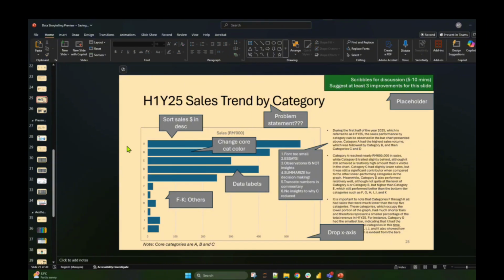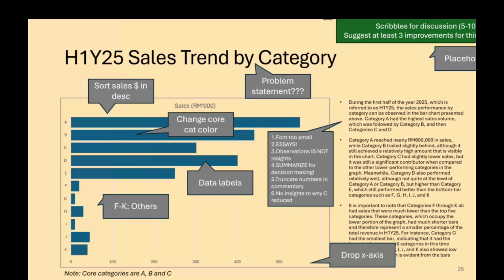What else? Okay, now it's 35. Let me just put this back on full screen mode. So we can quickly see what are our hard work, right? So our hard work here is we talked about there's no problem statement. Sort sales dollar by descending value. Change core category color of ABC into different color. I may disagree with this, but I agree that color is probably a problem here.